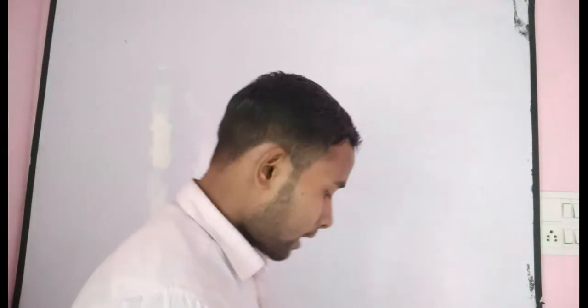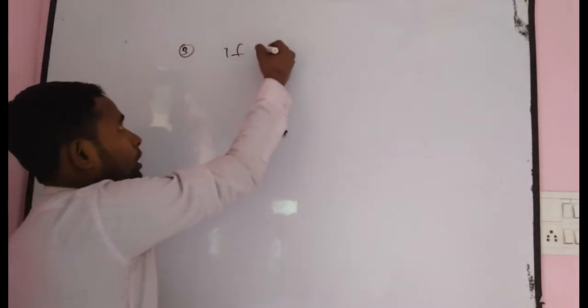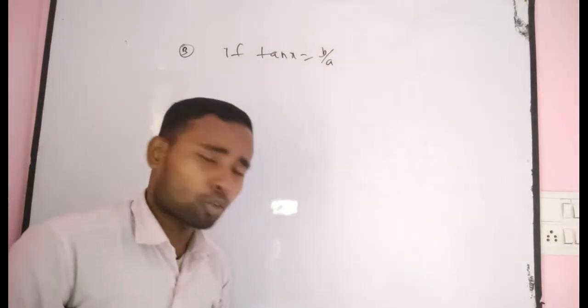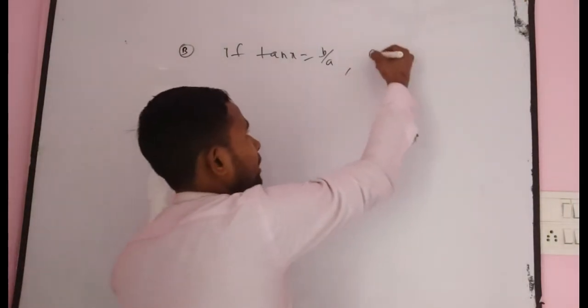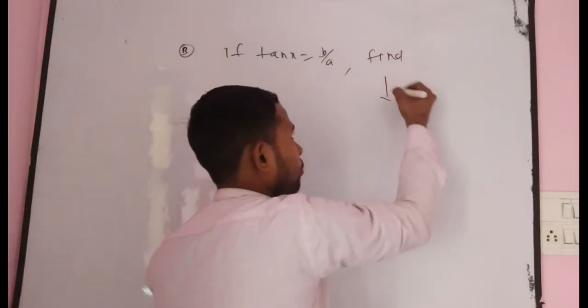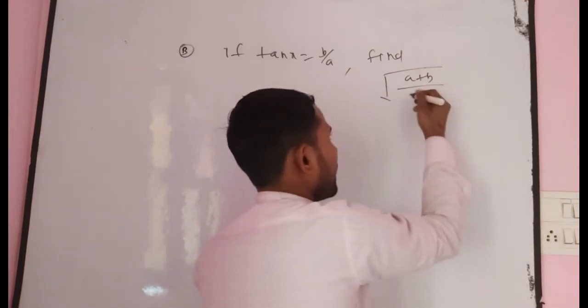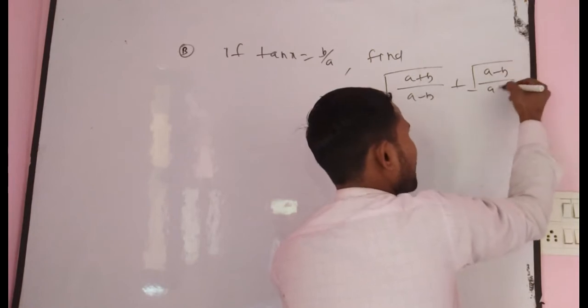Now I want to take problems for you. Firstly, write problem three. In this problem, it is given that tan x is equal to b by a. Then you have to find the value of under root a plus b divided by a minus b plus under root a minus b divided by a plus b.